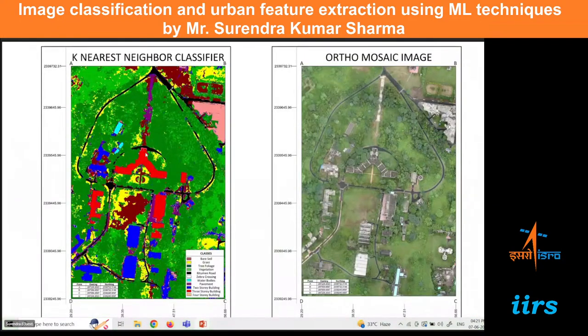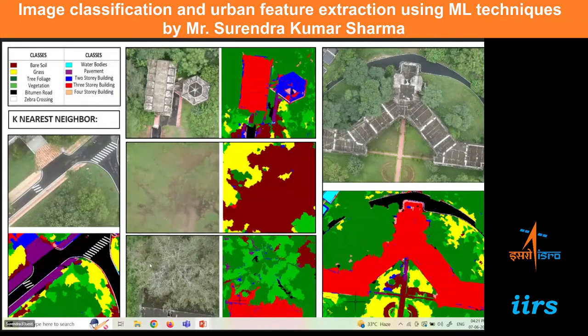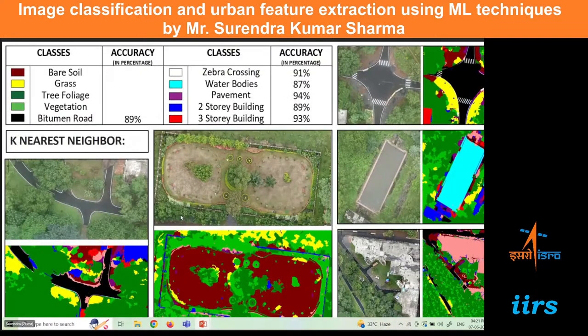And these are the results obtained using the k-nearest neighbor algorithm. You can see the tree is correctly classified, and here also there is no water body wrongly detected using this algorithm. So this algorithm was giving better accuracy in comparison to all other algorithms.